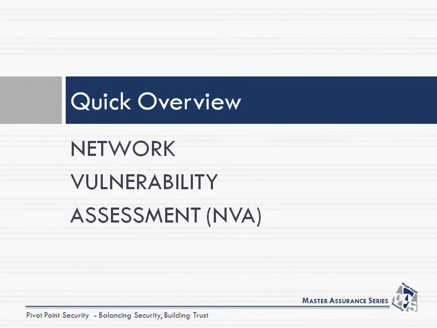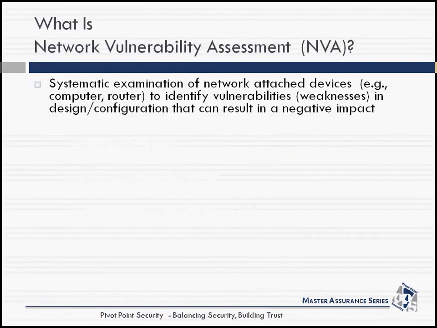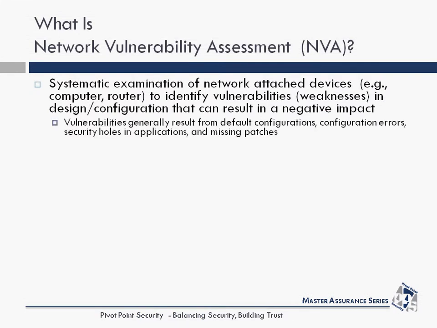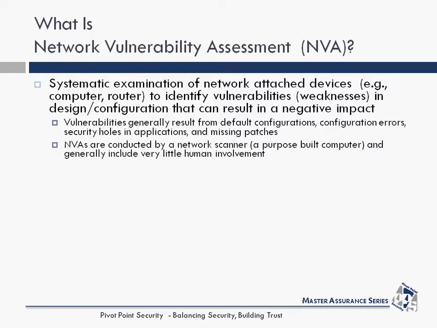So, to that end, from a network vulnerability assessment, what is it? Most critical is the term vulnerability, right? And vulnerabilities are control weaknesses, and those most typically come from issues with patch management and configuration management. Second thing in this definition is the term systematic. Network vulnerability assessments are conducted by network scanners, basically purpose-built computers running software, which is intended to actually be able to enumerate the systems that we're looking at.